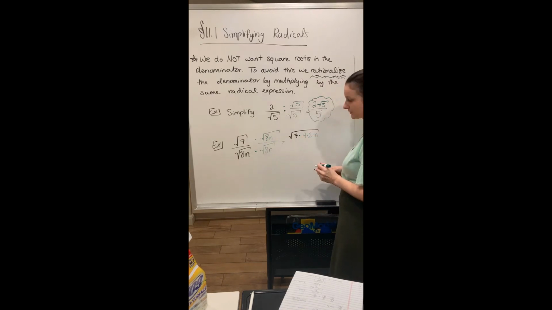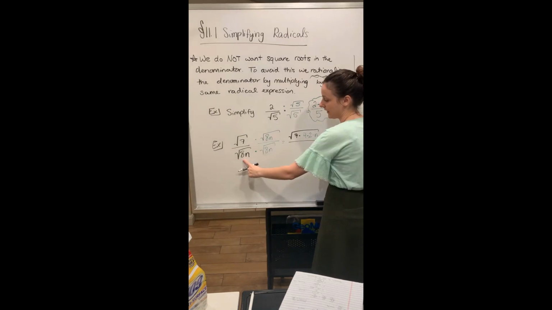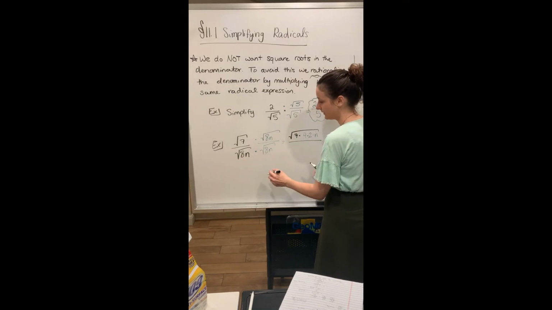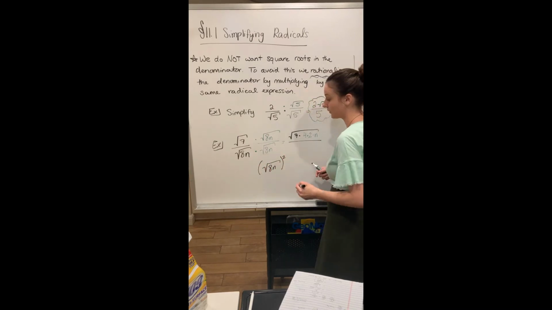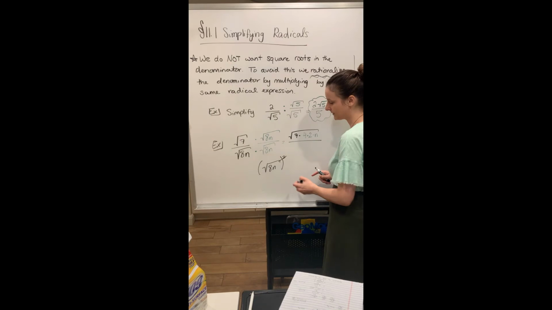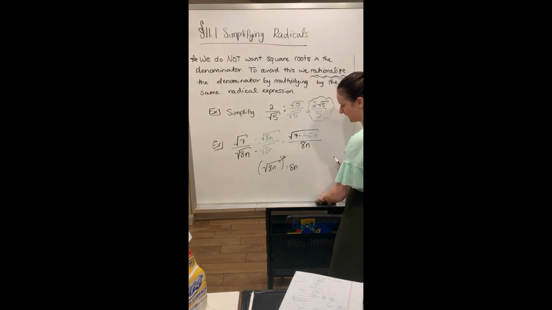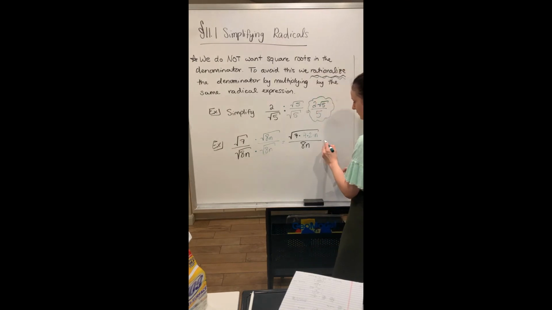So this is 4 times 2 times n, all divided by, now the square root of 8n times the square root of 8n. Remember that these are opposite or inverse operations. So that if you take the square root of a number and square it, these are going to be opposite. So the only thing you're left with is 8n. So the denominator here is 8n. Okay. But we can still simplify by simplifying the numerator.